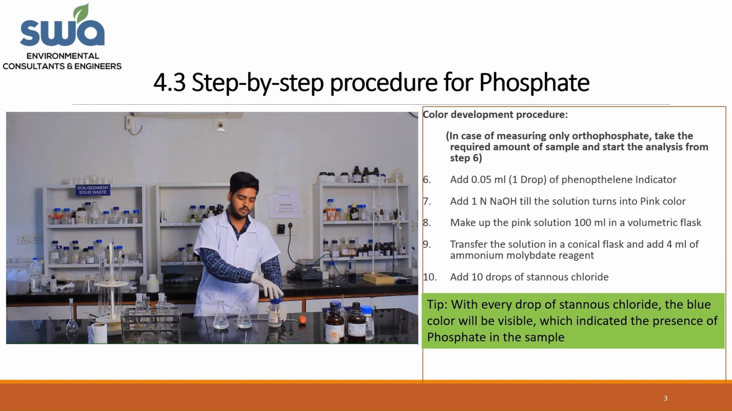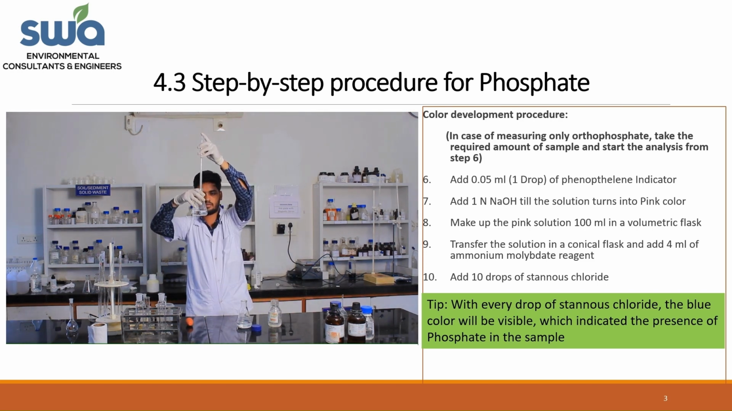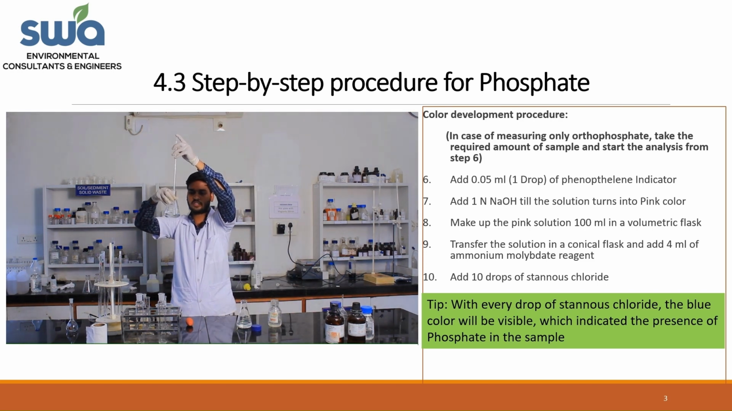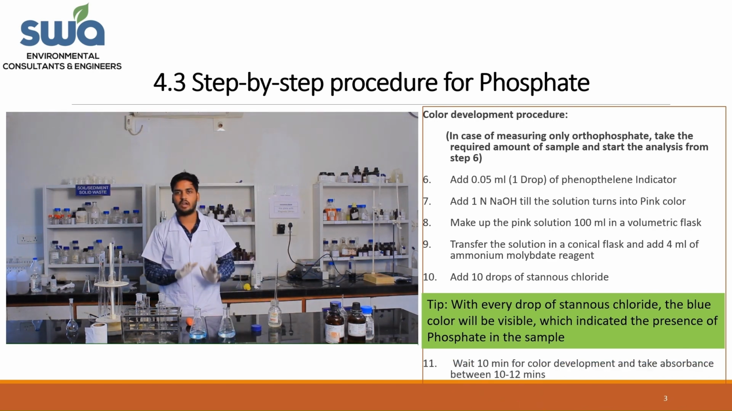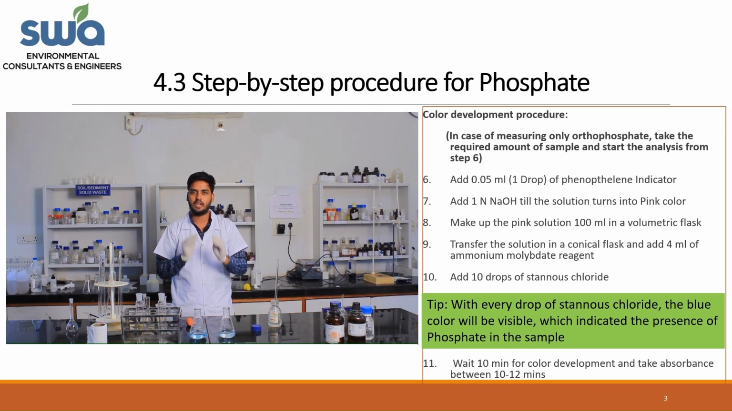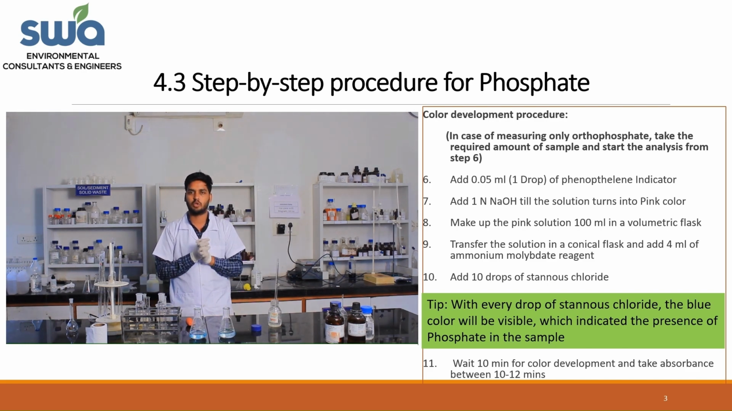So now we will add stannous chloride. 10 drops of stannous chloride in each sample. With every drop of stannous chloride added into the sample, you will see the blue color start to appear, which indicates the presence of phosphate in the sample. After the stannous chloride is added, we will let the color develop for 10 to 12 minutes. Take the absorbance between 10 to 12 minutes. So now let's prepare the spectrophotometer for taking the absorbance.